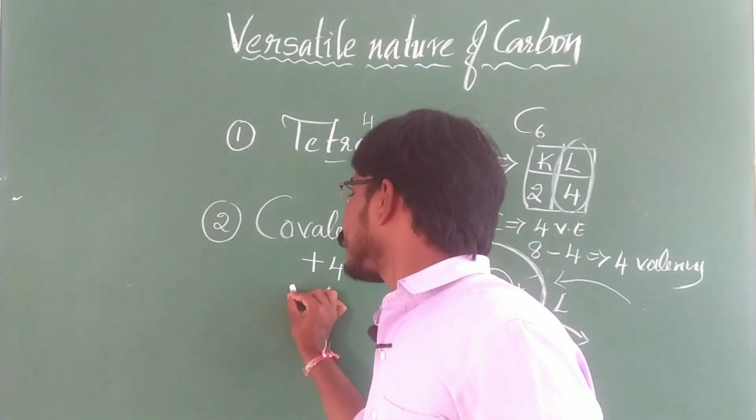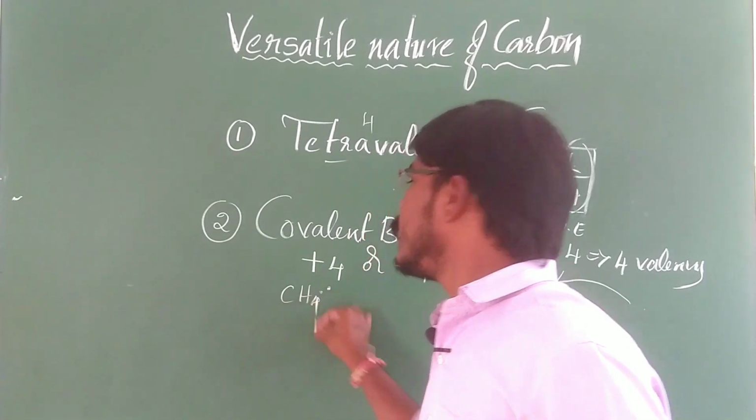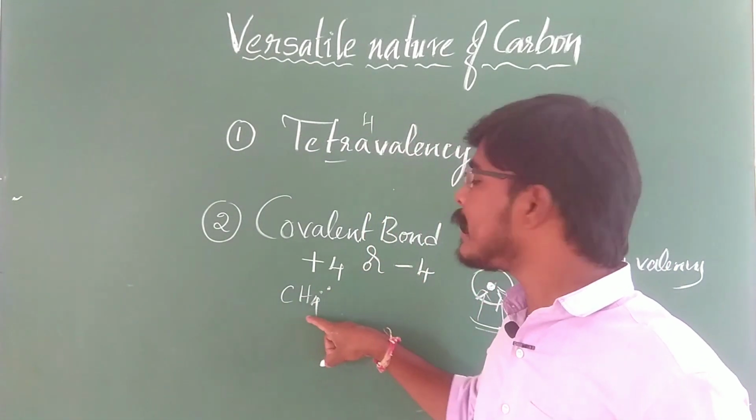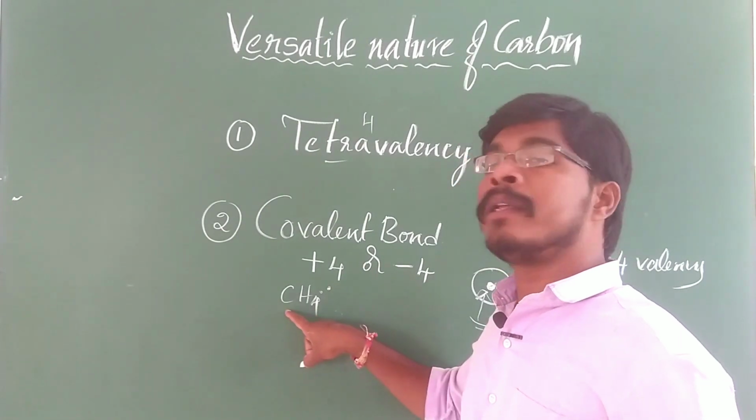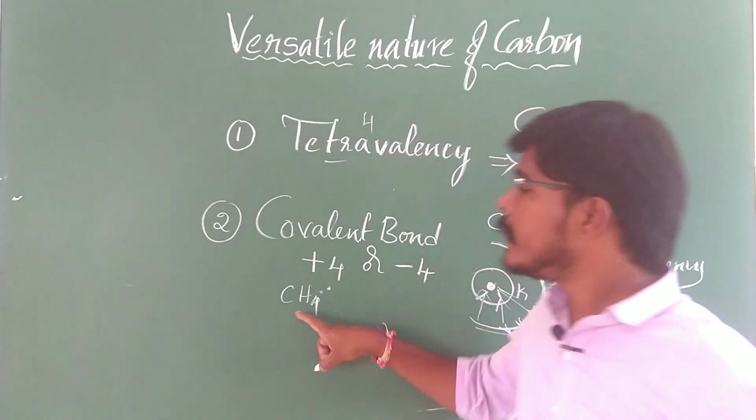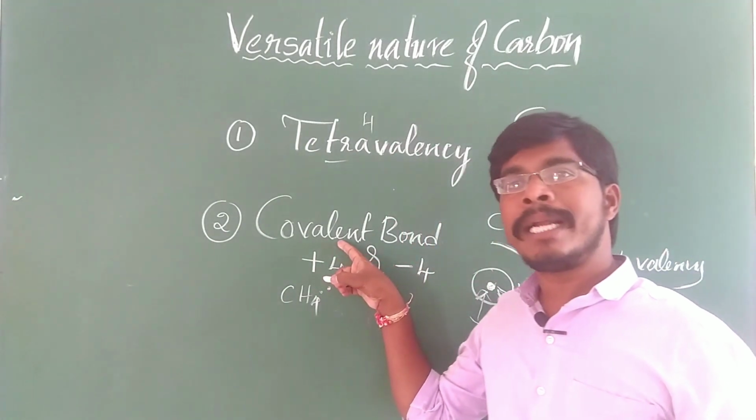For example, methane, CH4. Carbon is going to share 4 electrons with hydrogen. By that, mutual sharing takes place between carbon and hydrogen. Then they form a bond called covalent bonding.